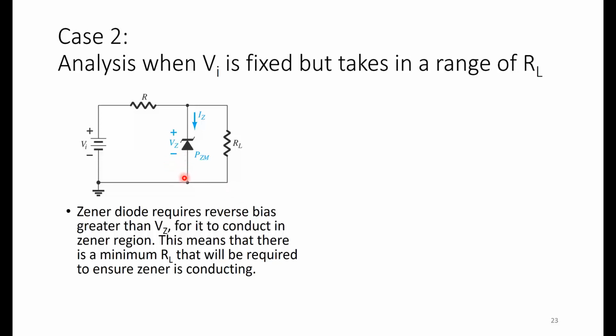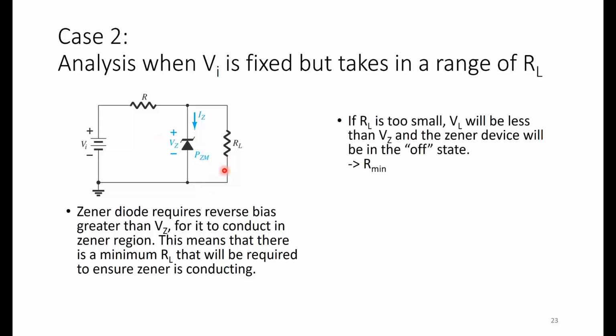Earlier we did an example of RL. One is 1.2 kilo ohm, the other is 3 kilo ohm, and we find that at 1.2 kilo ohm Vz did not turn on, but when RL was 3 kilo ohm, then Vz turned on. So if RL is too small, the diode will not break down, will not turn on. If RL is too small, VL will be less than Vz, and the Zener device will be in the off state. Using this concept, this is where we need to find R min.